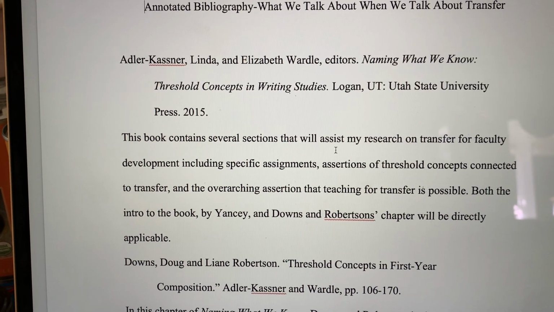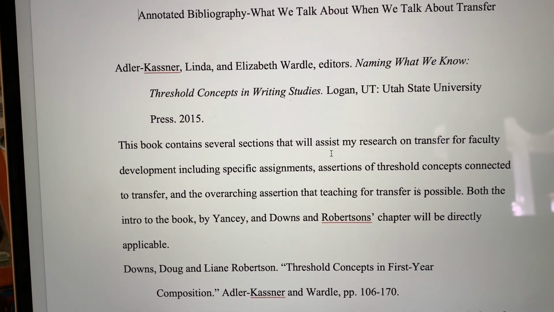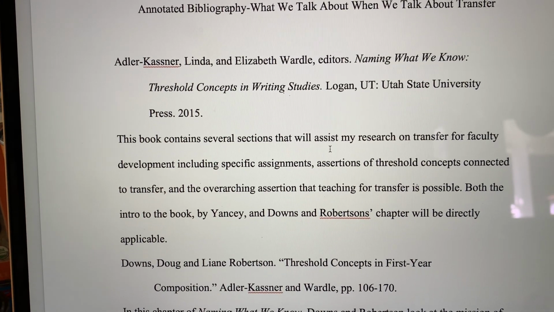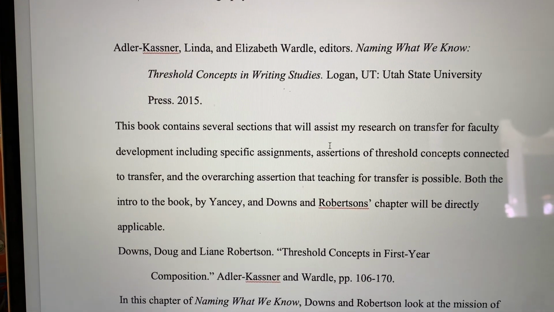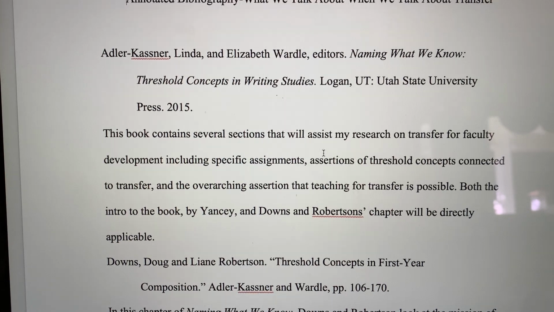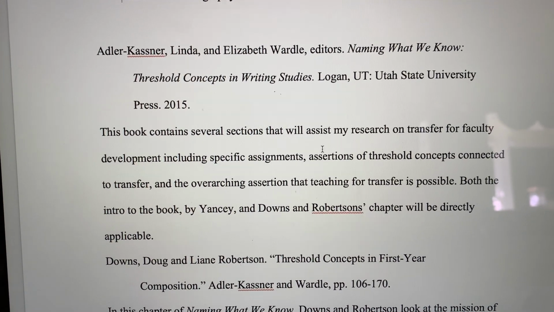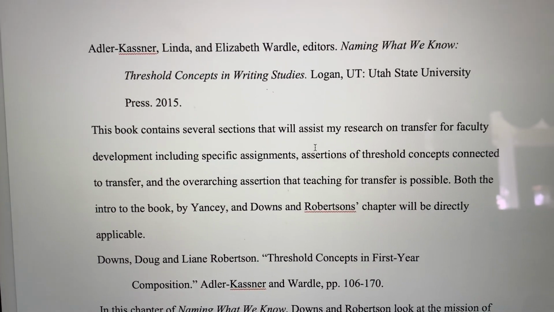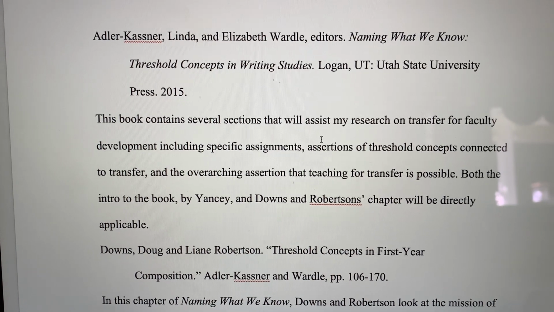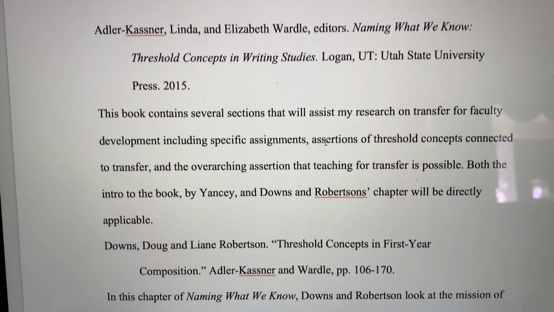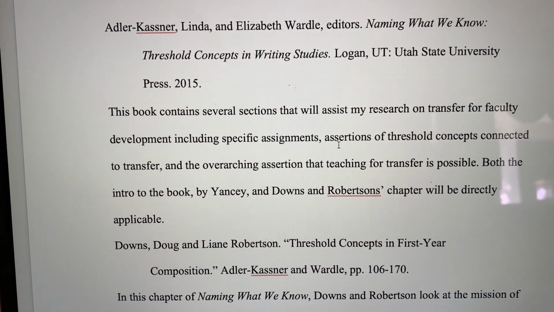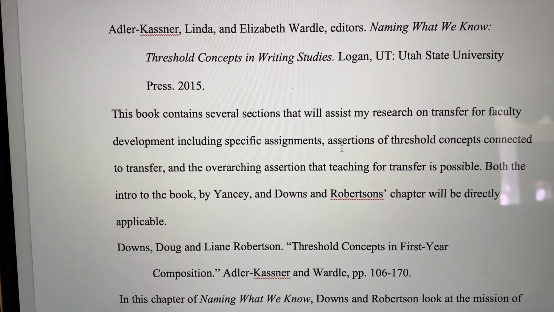So the first entry is by author's last name, just like a references list is, and you see it's Adler, Kastner, Linda, and Elizabeth Wardle, editors, Naming What We Know: Threshold Concepts in Writing Studies. And for those of you who are in my English 4, you should recognize this. It's what we used as sort of our guide for the different sections of class.